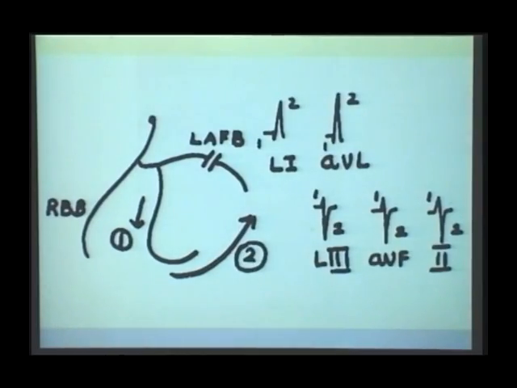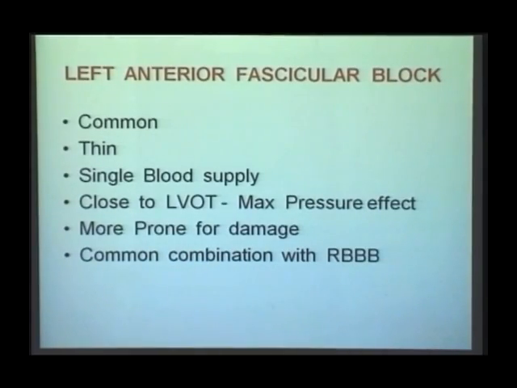Why you can see in this, I will show you some other slide why it is very common, but most commonly it is combined with the right bundle branch block, because anatomically the left anterior fascicle and the right bundle branch block are closely related to one another. That's why it is most often seen with right bundle branch block.